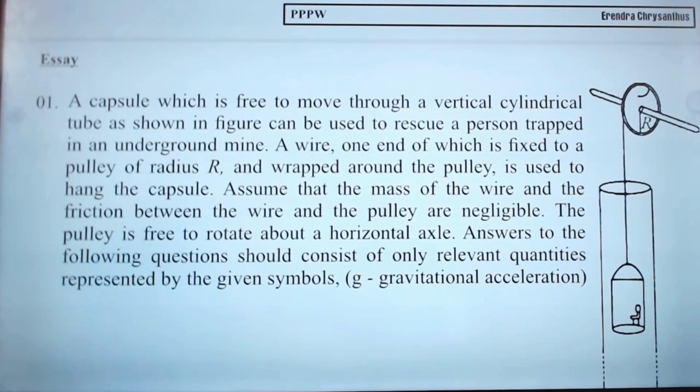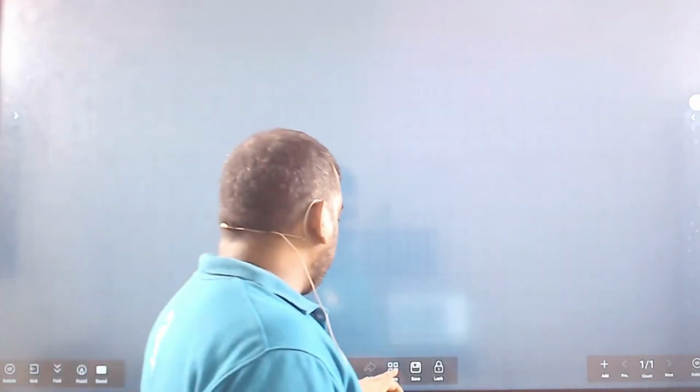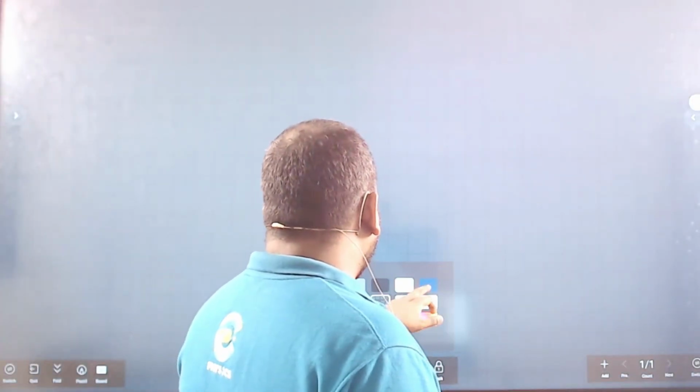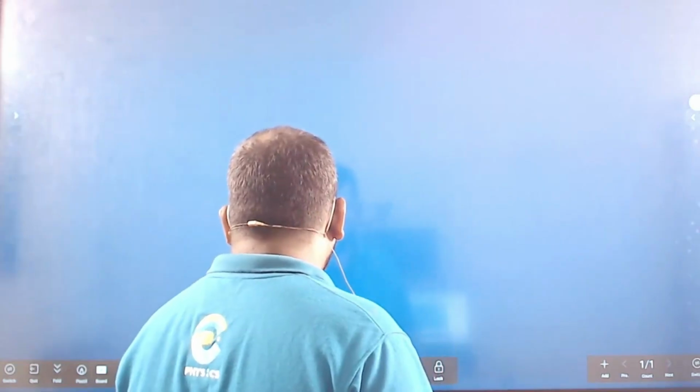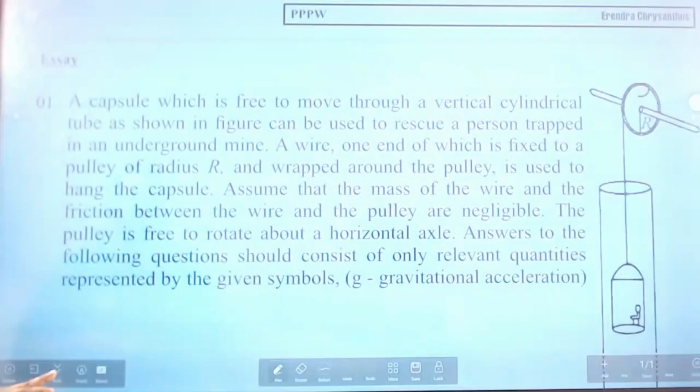Moving on to the essay question. Now, for the essay question, you solve this on the board. Easier. Right. So, all of you have the question. I'll just show it once for you all.